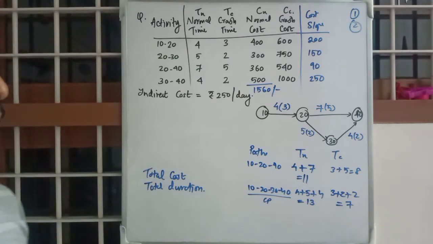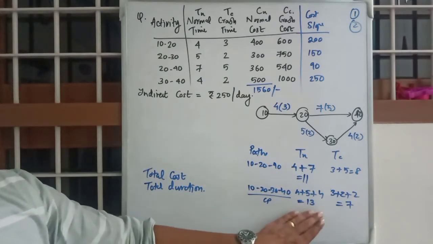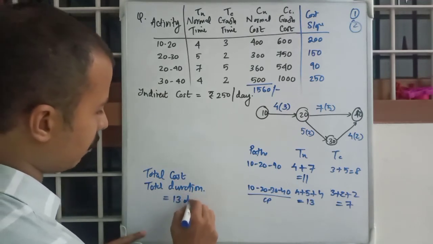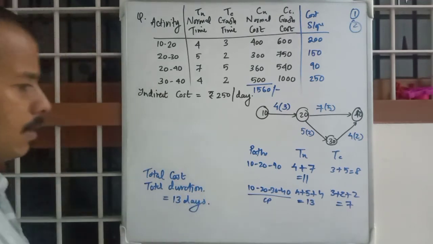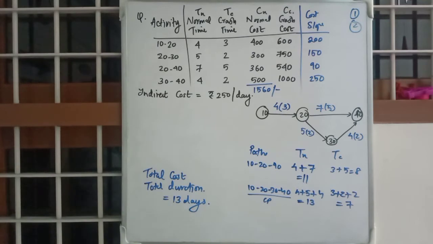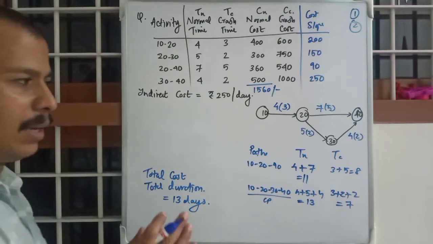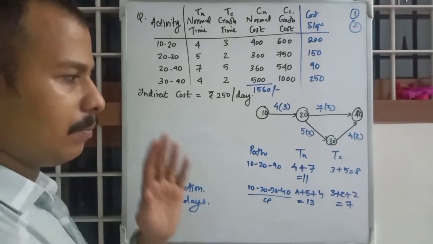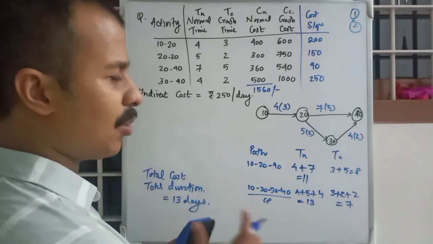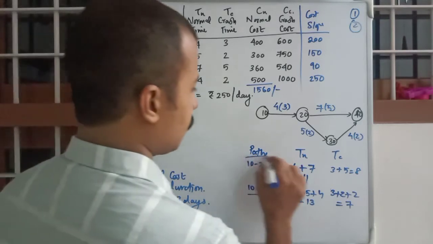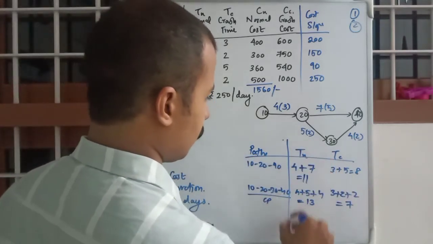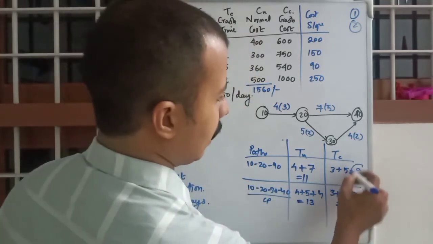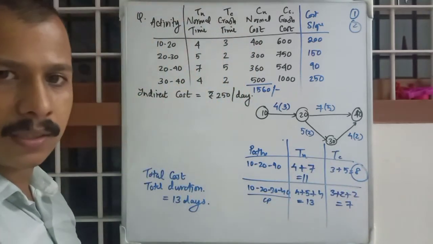So the initial total duration will be 13 days, right? And please pay attention, what will be the possible minimum duration of this project? The possible minimum duration will be 8 days.